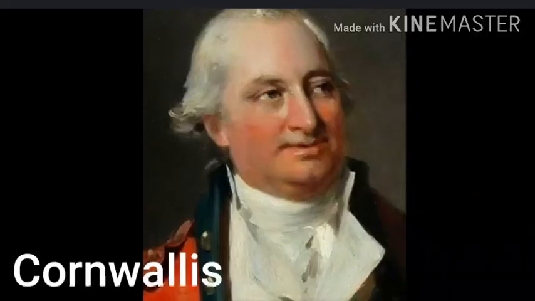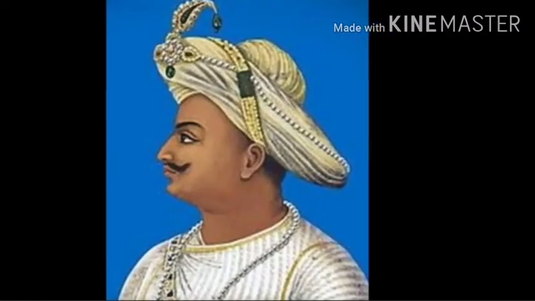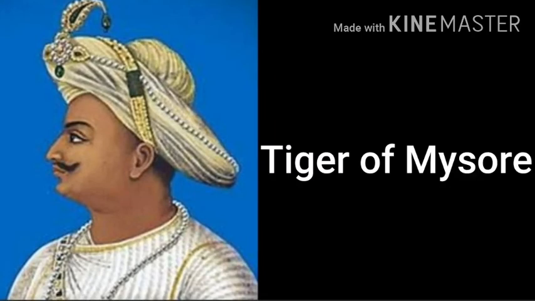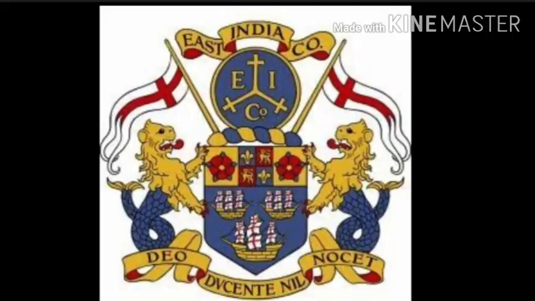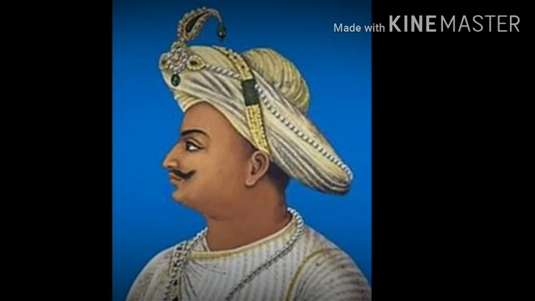After Warren Hastings, Cornwallis became the Governor General of India. During the time of Cornwallis, the third Mysore War took place with Tipu Sultan. Tipu Sultan was the most famous ruler of Mysore and he was popularly known as the Tiger of Mysore. He was a very brave and courageous ruler of Mysore. At this time, the company made friendly relations with the Marathas and the Nizam with an objective to defeat Tipu Sultan. Thus, Tipu Sultan was defeated in this battle and he had to accept the Treaty of East India Company.